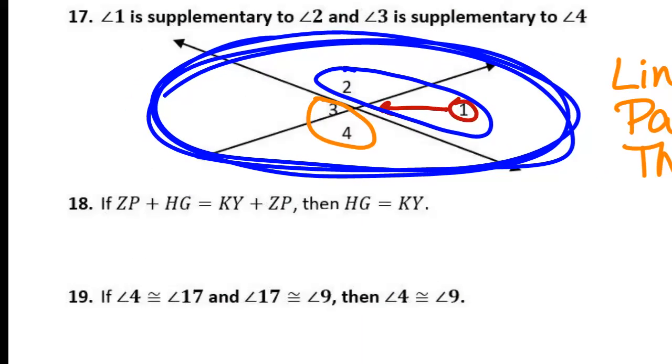I love the next one. On number 18, I have an if-then statement, right? So if I'm thinking about this like a proof, the if part is the step that comes above. Then is what happens next. And I want to see what changed between the if and the then. So what's different about my if statement from my then statement? What changed?